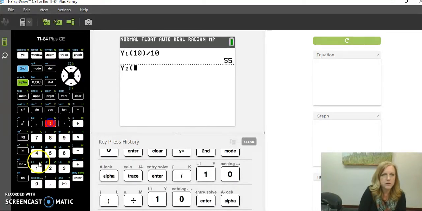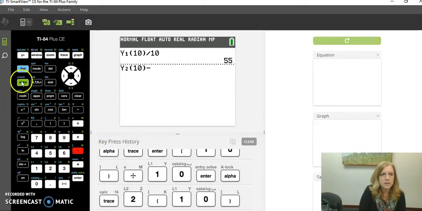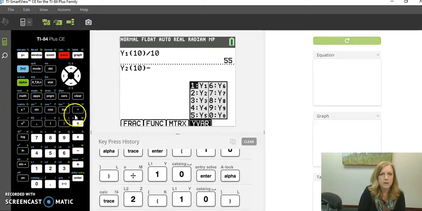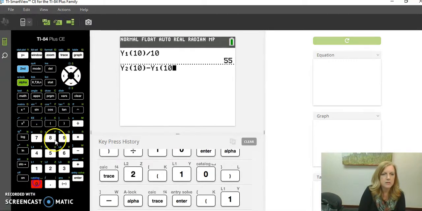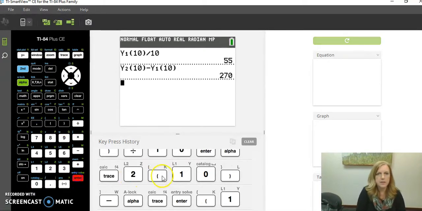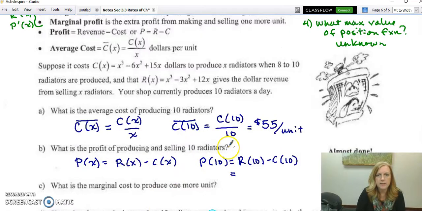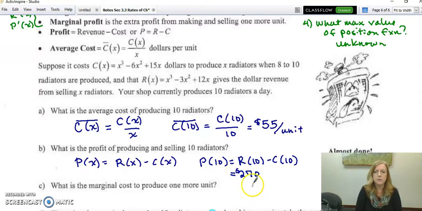Y2 of 10 minus alpha F4, Y1, enter, of 10, and enter, and that's going to give us 270. All right, so we'll write that down. So equals 270, and our units for that is going to be dollars. $270 is our profit that we are gaining by selling 10 radiators.